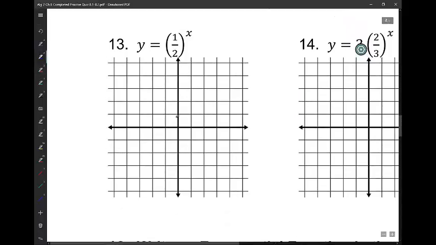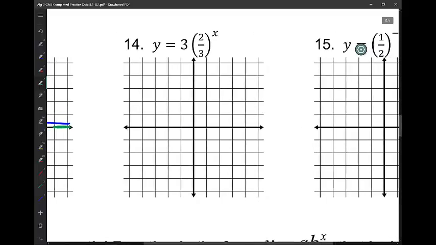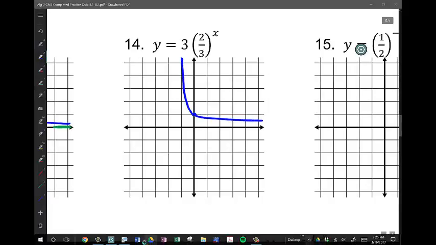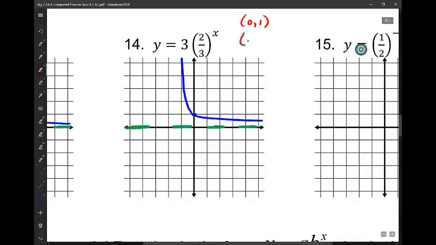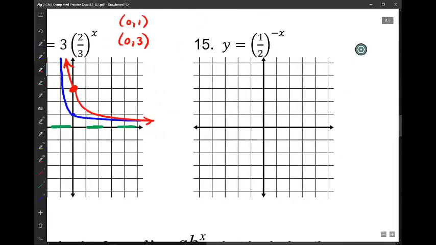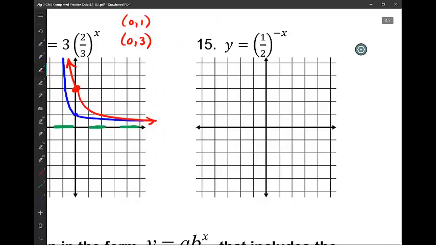Here's our first function that we have, a decay function. So very quickly we have a decay function, just like so, with our asymptote at the x-axis here, y equals 0. Once again, we have a normal decay function, asymptote at y equals 0. But we've got a number of 3 here, so my y-intercept of 0, 1 becomes a y-intercept of 0, 3 because we're going to multiply that by 3. But once again, we still have that asymptote at y equals 0.